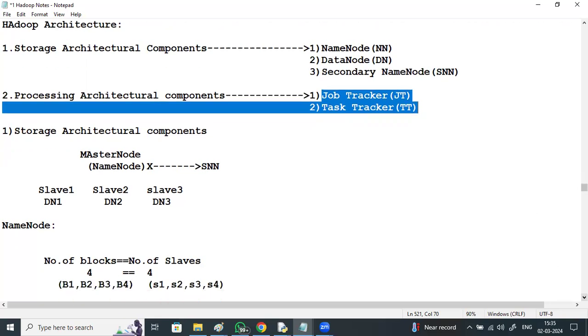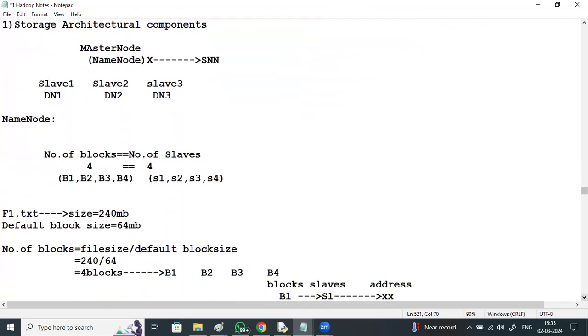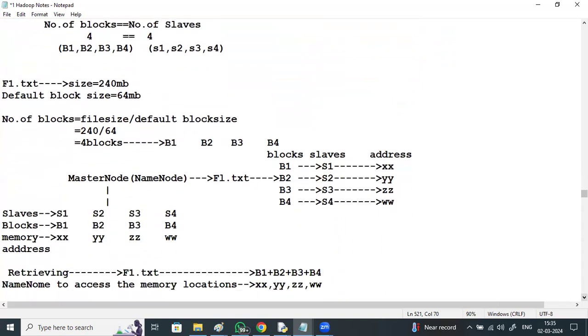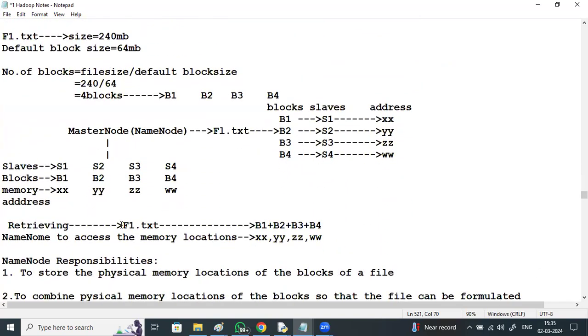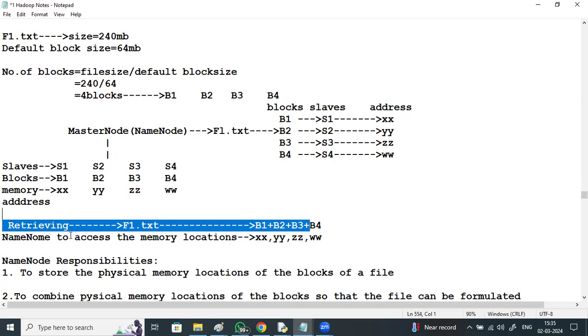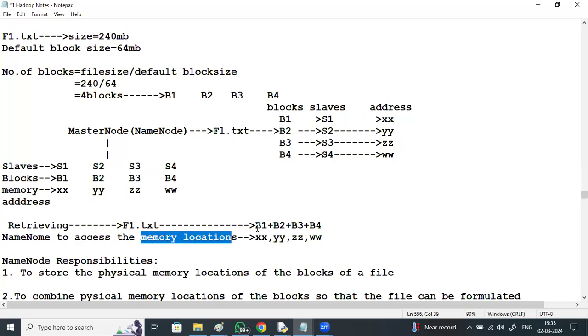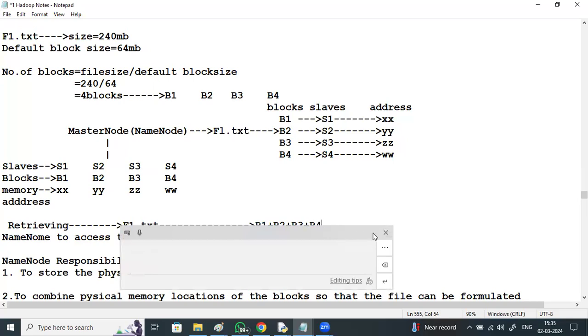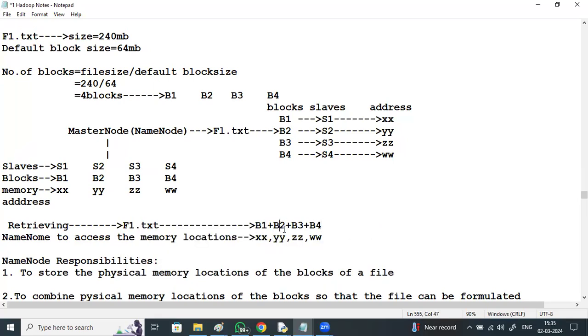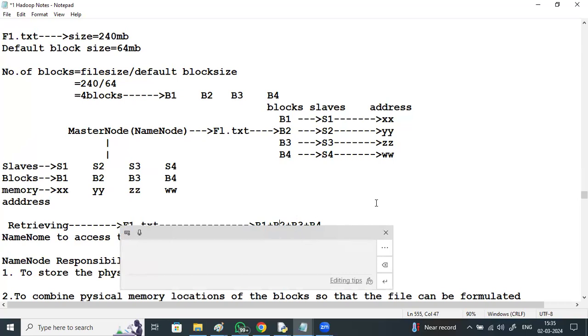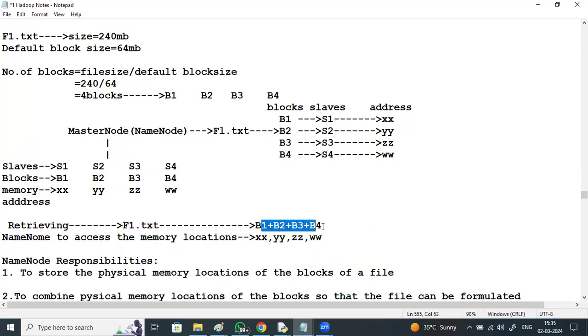Now try to tell me what are the tasks of the name node. Name node responsibilities. If you want to retrieve the f1.txt file, which has 4 blocks, B1, B2, B3, B4, the name node is used to access the memory locations. B1 is stored in which memory location, B2, B3, B4? I need to combine all these memory locations to access these blocks.